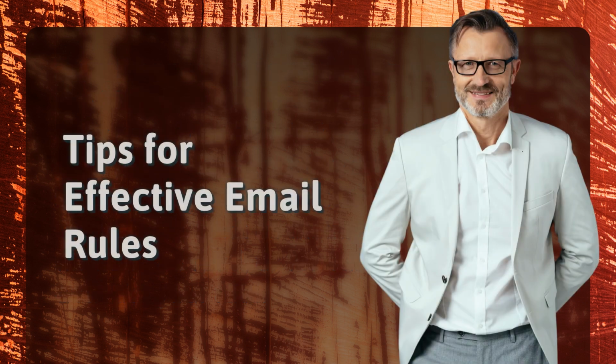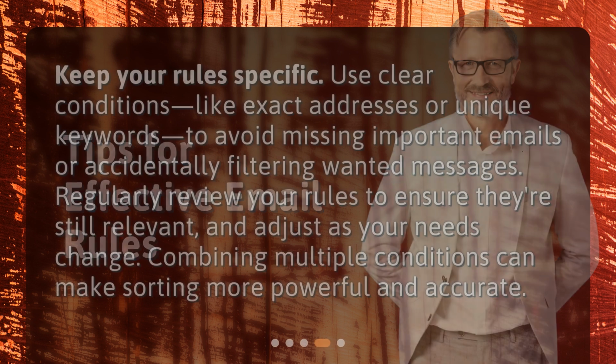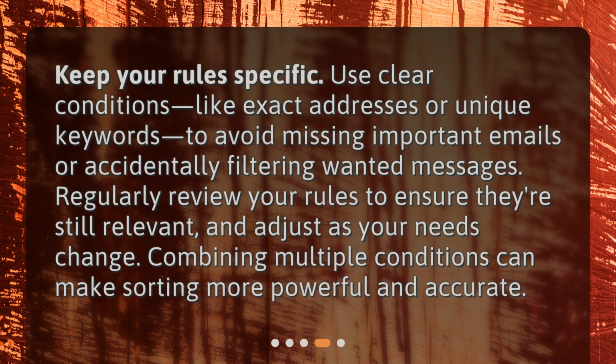Tips for effective email rules. Keep your rules specific. Use clear conditions like exact addresses or unique keywords to avoid missing important emails or accidentally filtering wanted messages. Regularly review your rules to ensure they're still relevant and adjust as your needs change. Combining multiple conditions can make sorting more powerful and accurate.